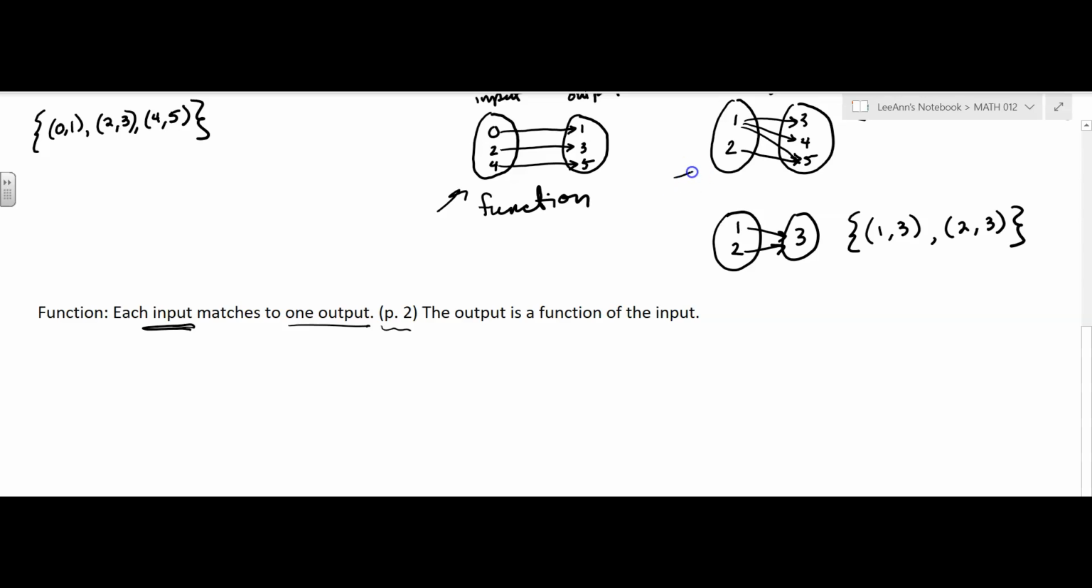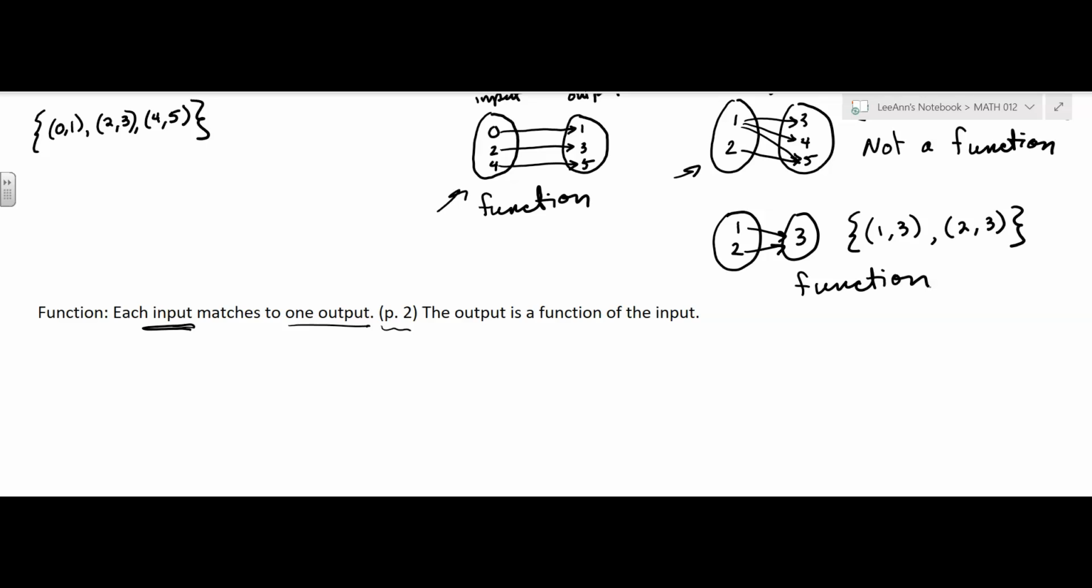Now, what about our example over here? No, that would not be a function. Because you've got one with 3 arrows coming out of it. So there's an input going to 3 different outputs, and so it's not a function. Now, what about this bottom one? Yes, this is a function. The inputs are both going to the same output, but that's okay. We only have one arrow coming out of each input.